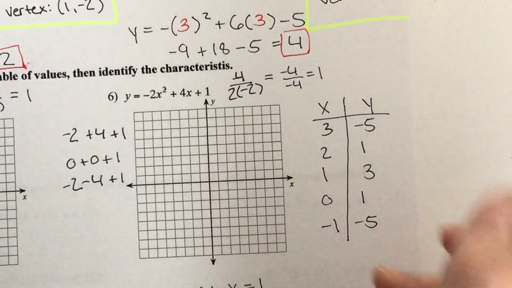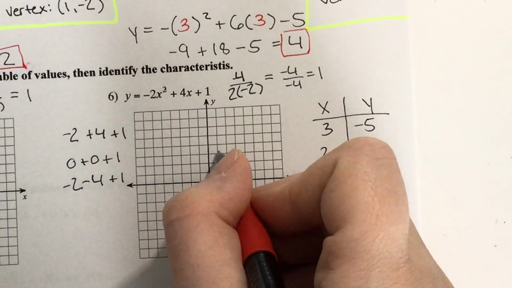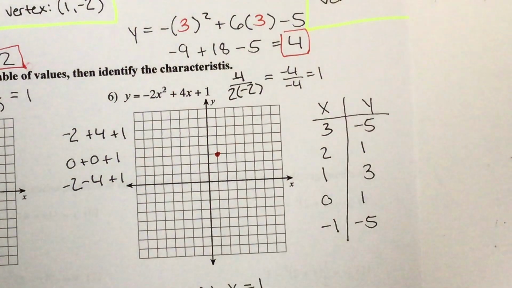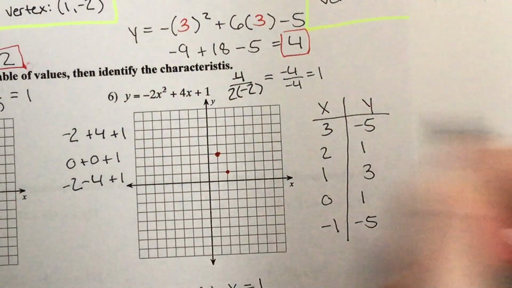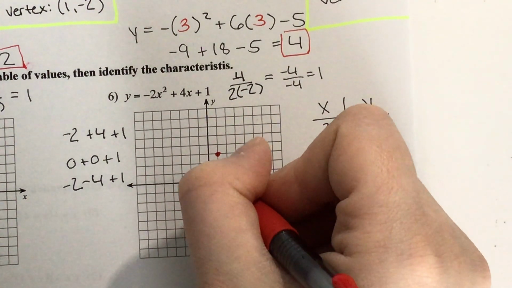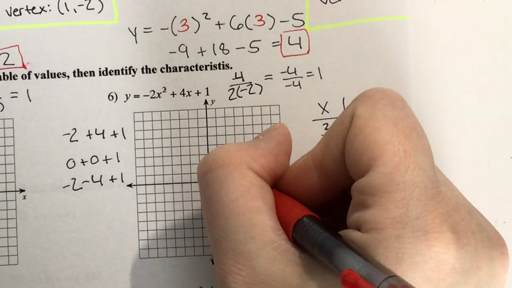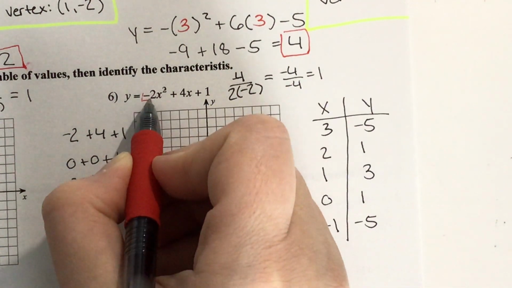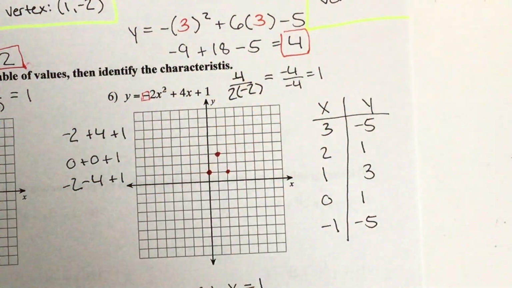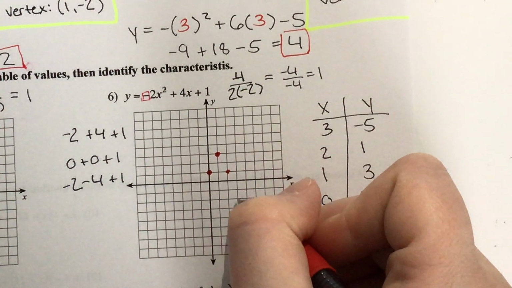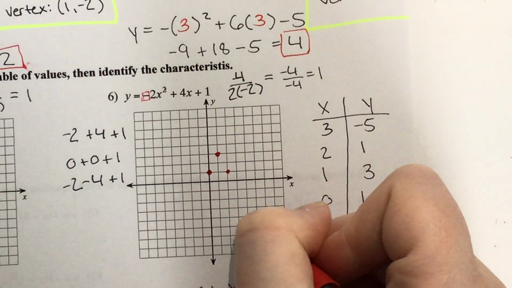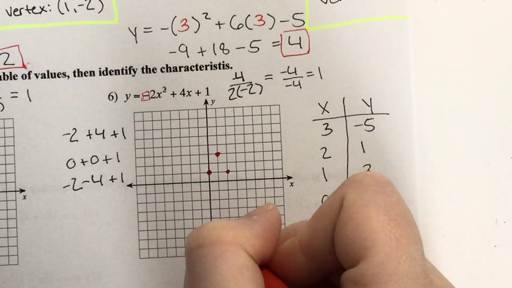Okay, let's graph this guy. 1, 3. 2, 1, and 0, 1. This guy's flipped upside down, which makes sense because the negative flips it. And then 3, negative 2, and negative 1, negative 5. Okay, symmetry. So putting it over right here.